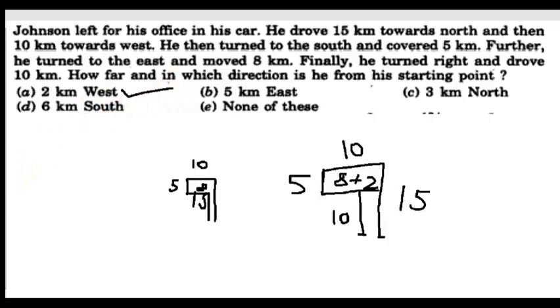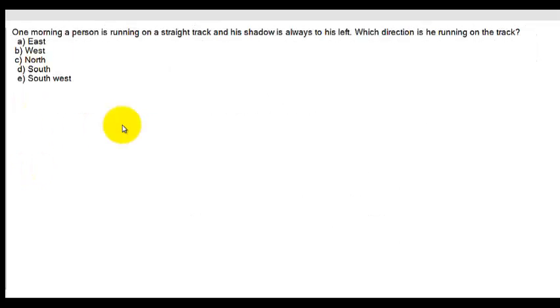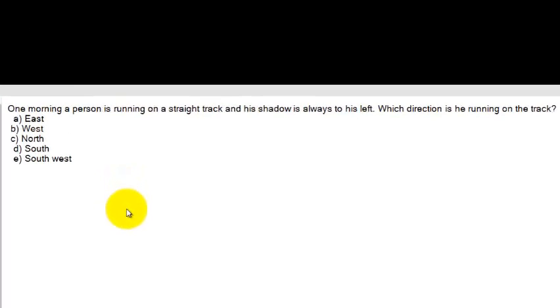Okay. Next question. Now this question is much more dependent upon your logic rather than solving it technically. One morning, a person is running on a straight track and his shadow is always to his left. Which direction is he running on the track? For solving these questions, I request you to please pause the video and start solving the question on your own and see if you are getting the answer.